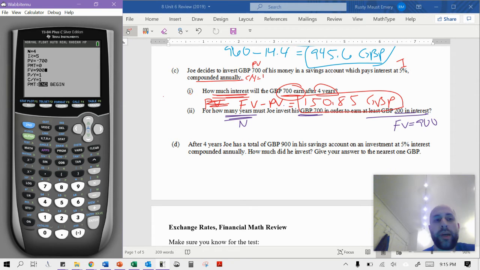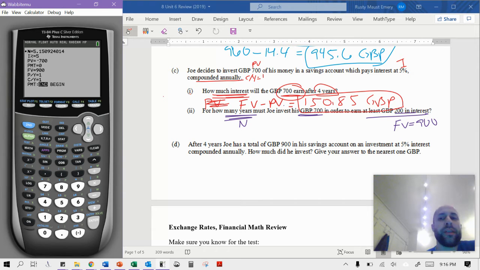It's still compounded yearly. The interest is still the same. The present value is still the same. It's the capital N. And so capital N in this case is number of compounding periods. And in this case, the compounding periods are yearly. So this does represent years. So 5.15 years. But we want to know when we have at least 200.